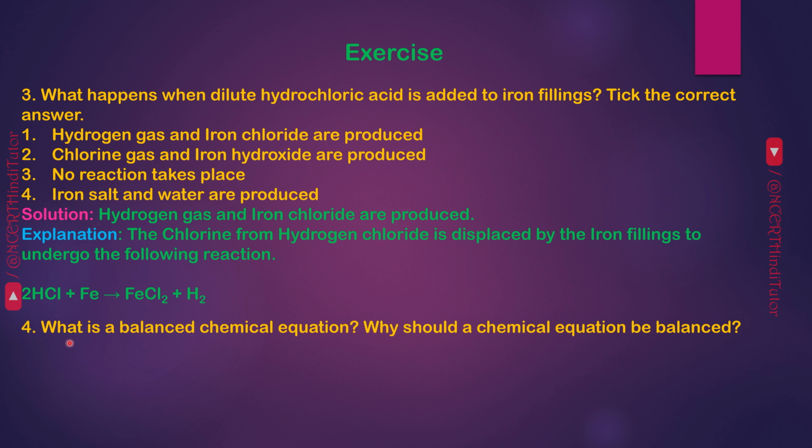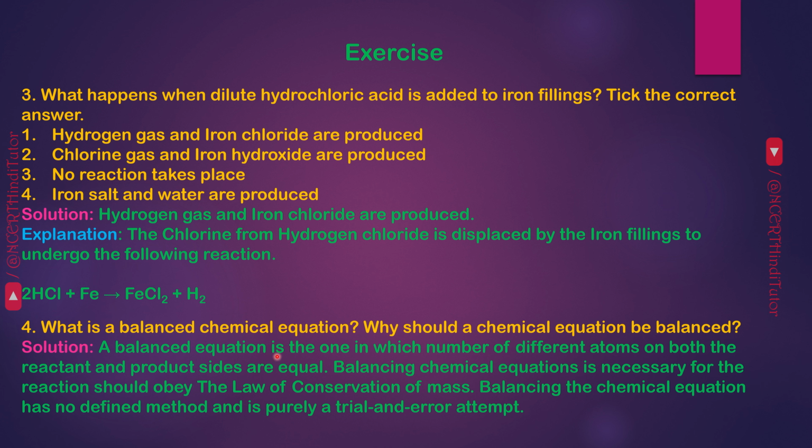Question 4. What is a balanced chemical equation? Why should a chemical equation be balanced? Answer: a balanced equation is the one in which the number of different atoms on both the reactant and product sides are equal. Balancing chemical equations is necessary for the reaction to obey the law of conservation of mass. Balancing the chemical equation has no defined method and is purely a trial and error attempt.